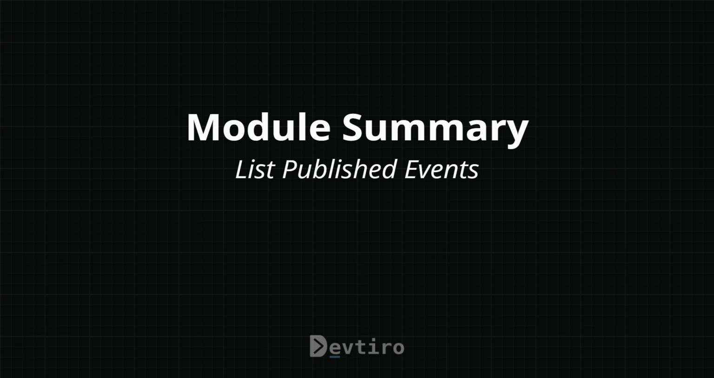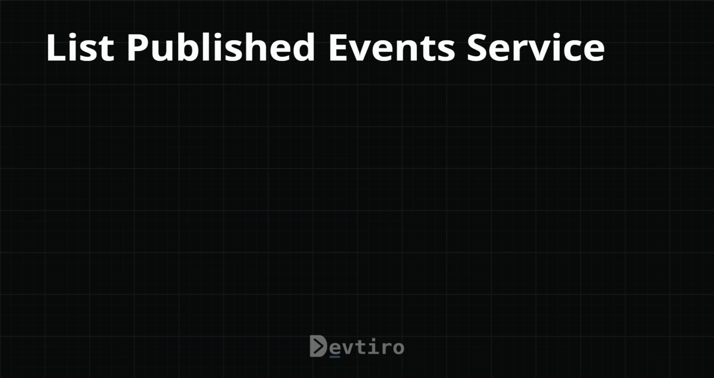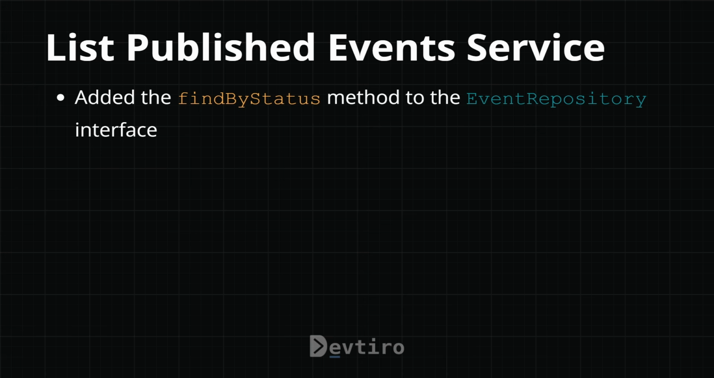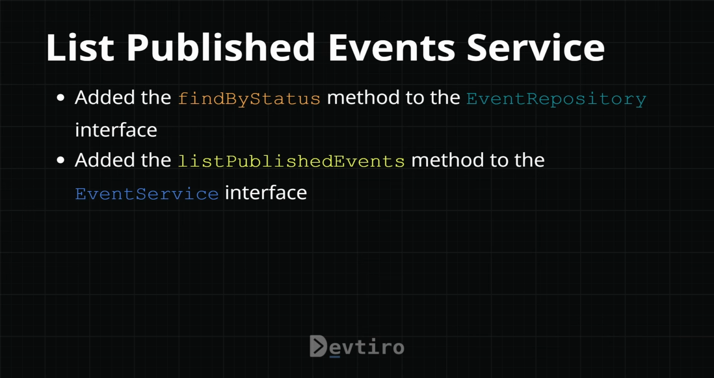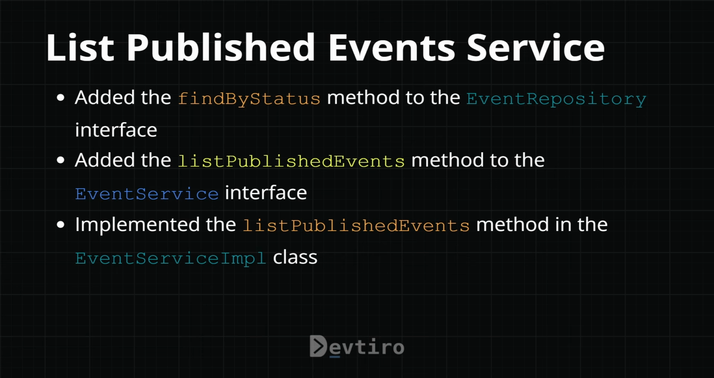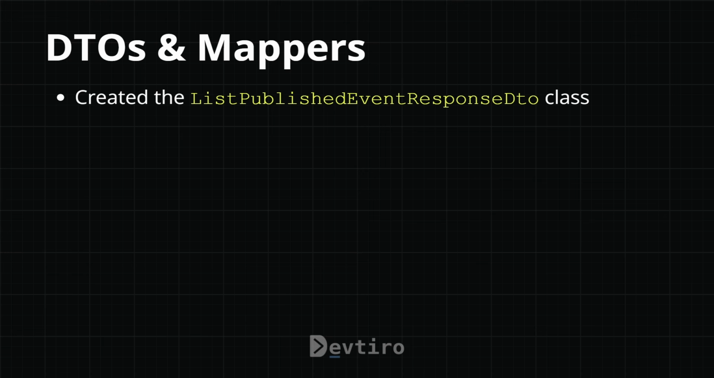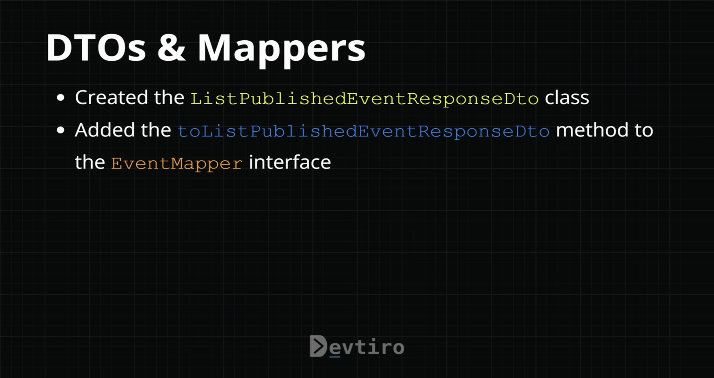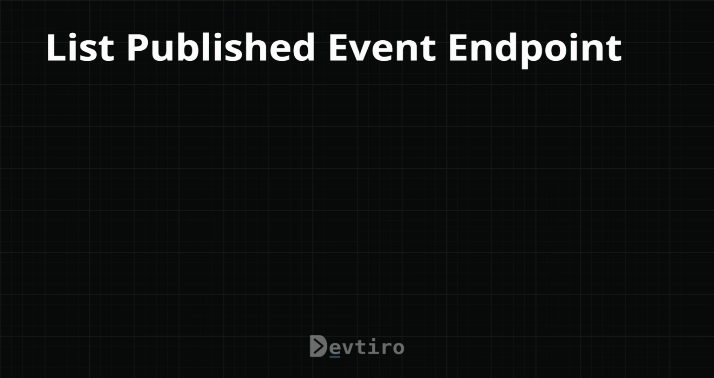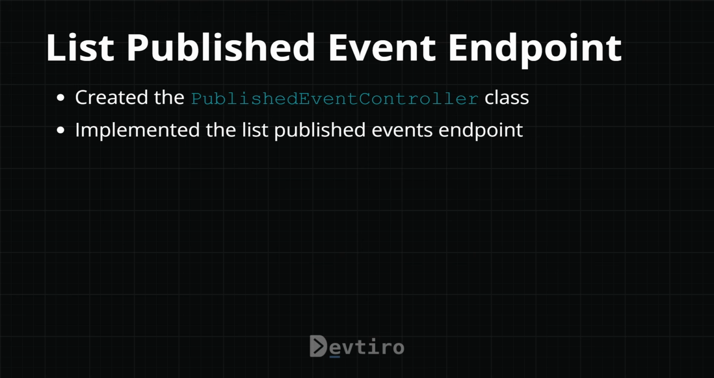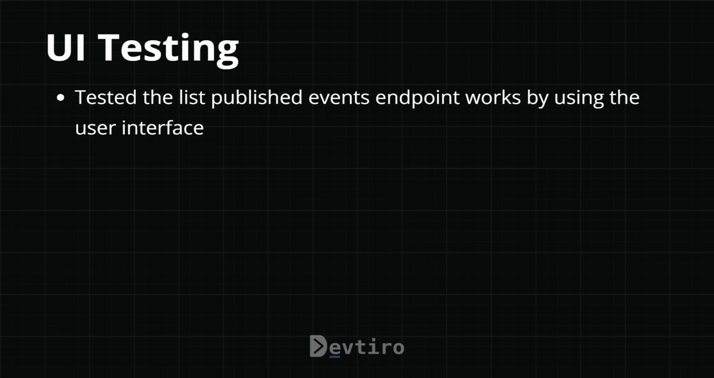So let's recall what we've achieved in the list published events module. In list published events service, we added the find by status method to the event repository interface, and we added the list published events method to the event service interface, and we implemented the list published events method in the event service impl class. In DTOs and Mappers, we created the list published event response DTO class, and we added the toListPublishedEventResponseDto method to the event mapper interface. In list published event endpoint, we created the published event controller class, and we implemented the list published events endpoint. In UI testing, we tested the list published events endpoint works by using the user interface.